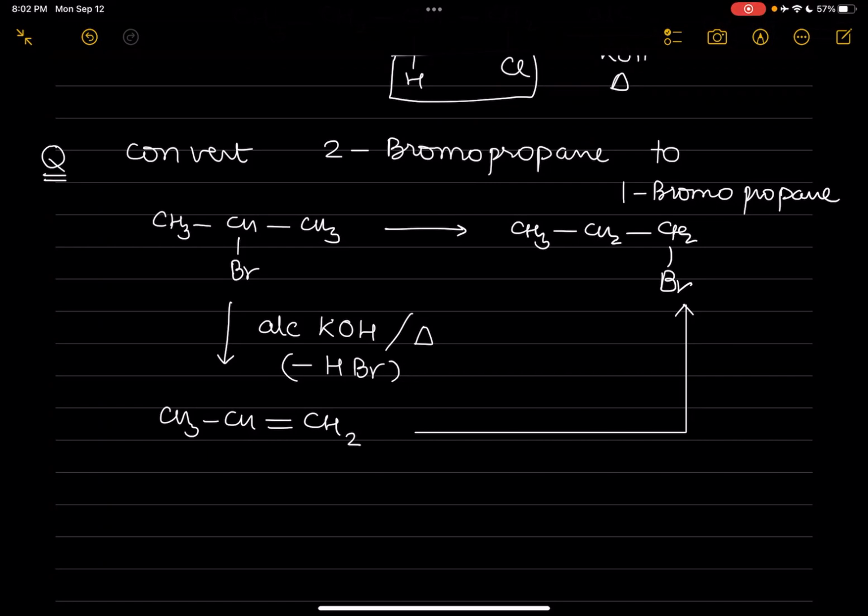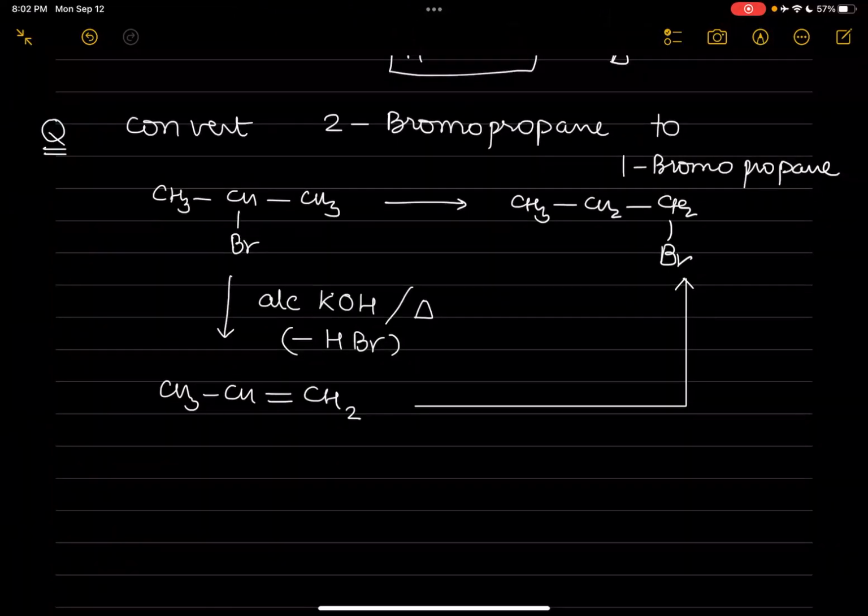So what will you use? Tell me. What are you going to use here? HBr you are going to add. Definitely you need to add HBr. Sir, will we use aqueous KOH? You use HBr, but along with peroxide.